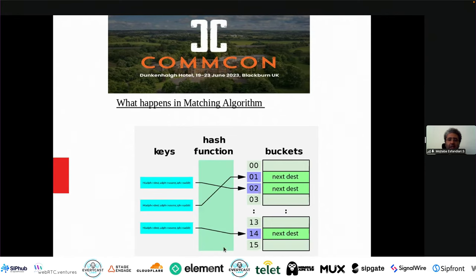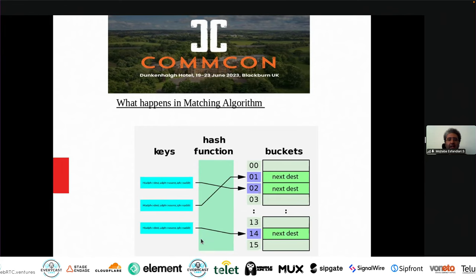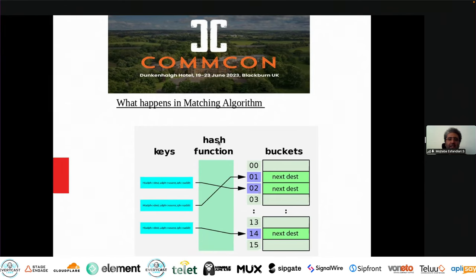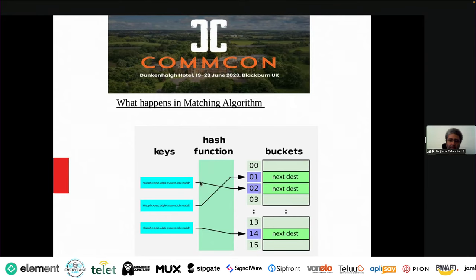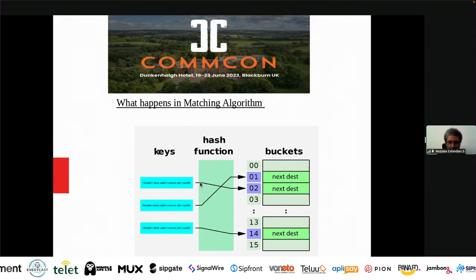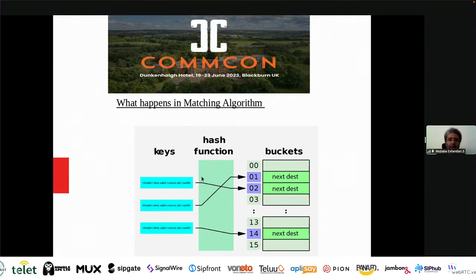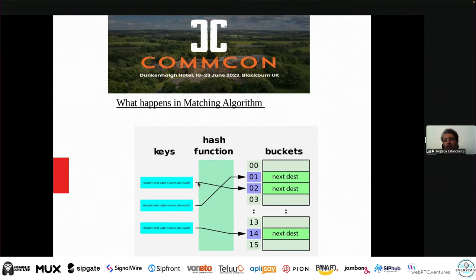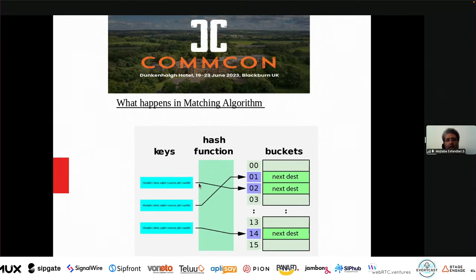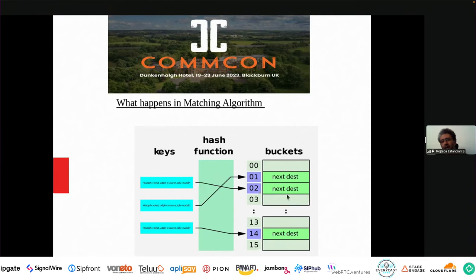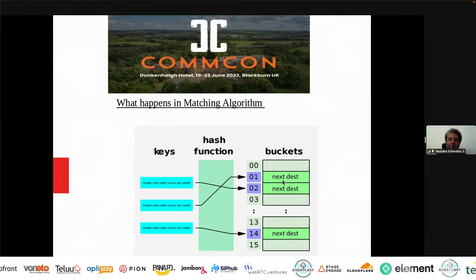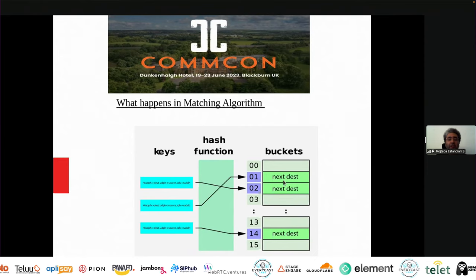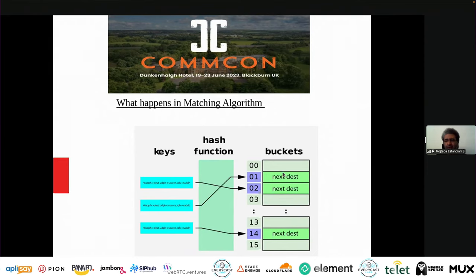In the next section, we find a match in the hash table. Is there any record in the hash table or not? If I find a record, it goes to the buckets and tries to reach the information of the next destination.